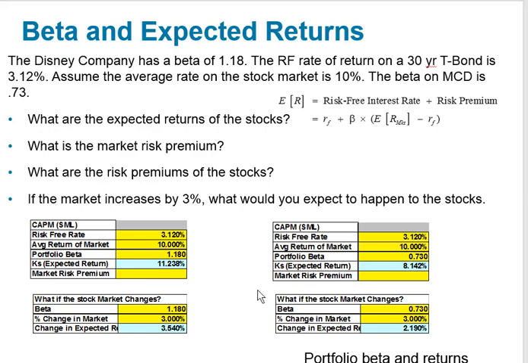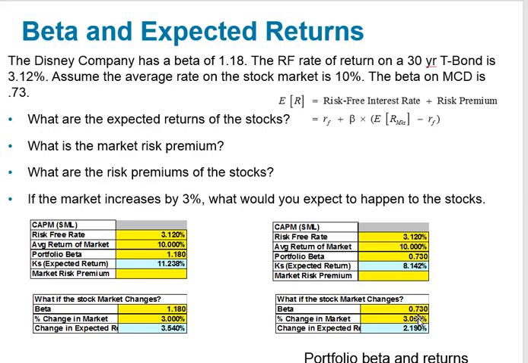What happens if the stock market changes? What will you expect to happen to these stocks if the stock market changes? If the stock market changes by 3%, we would expect Disney to go up by 3.54. It goes up by more than what the stock market did. Why? Because it's riskier than the stock market, and the risk premium is standardized based on the riskiness of the individual asset.